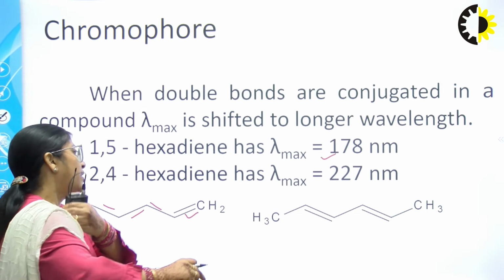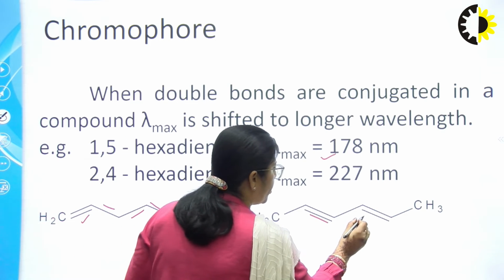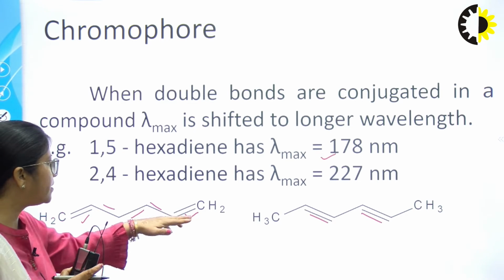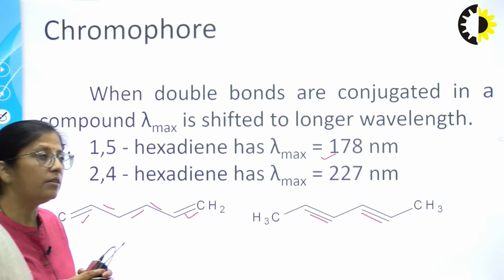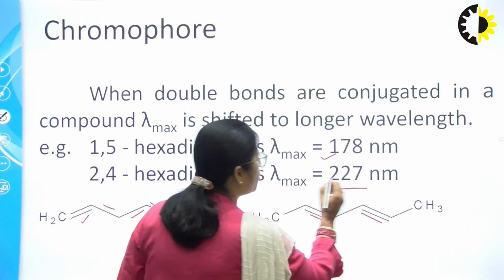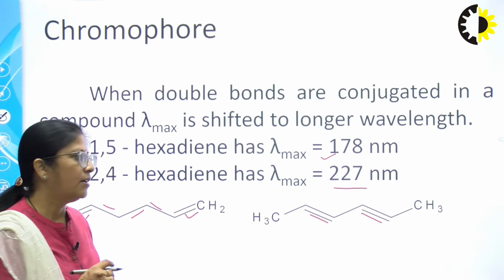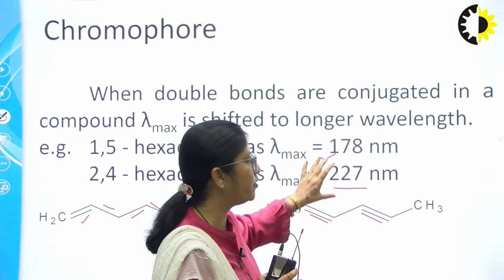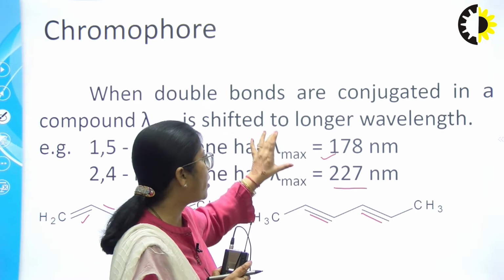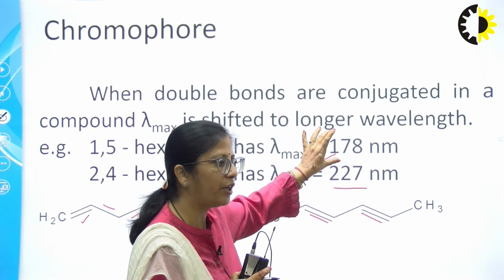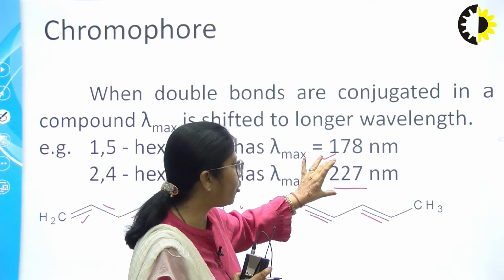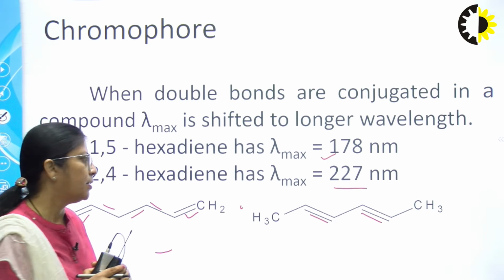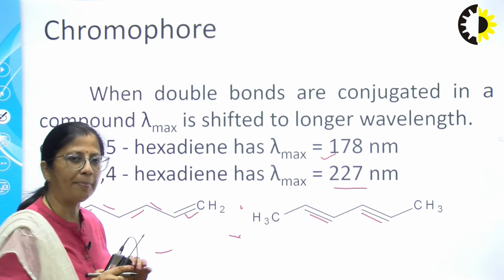But if these bonds are in conjugation, that means alternate double and single bonds are present, as we are seeing in 2,4-hexadiene, the value of the lambda max shifts towards the longer wavelength. Only by changing the position of the double bonds, the absorption maximum, lambda max, of the two compounds is changing. For unconjugated systems, it is at higher frequency or the shorter wavelength, and for the conjugated system it comes at the longer wavelength. I am going to discuss later how this is happening.